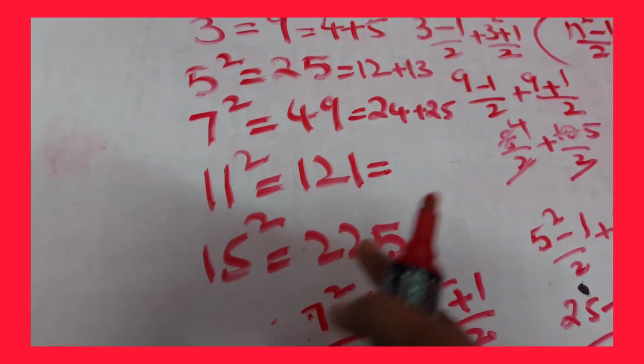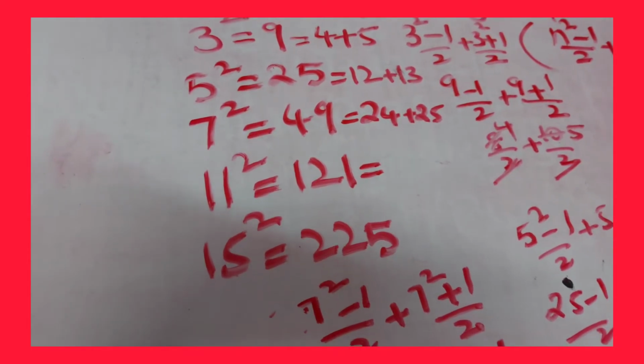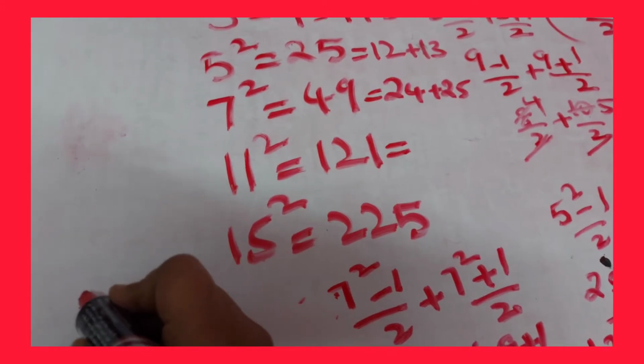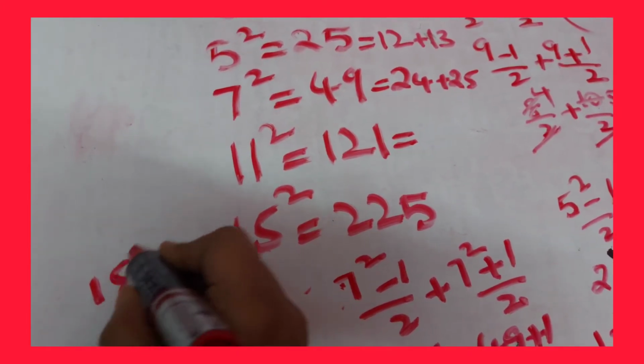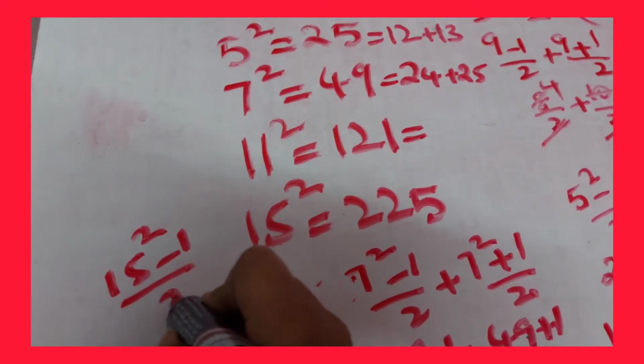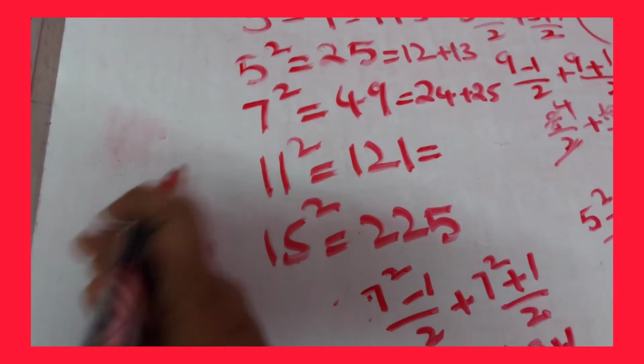Like this we can do for 121 also. We can do for 225, 15 square also. Same pattern you have to follow. 15 square means what you have to do? 15 square minus 1 by 2, we'll do here.